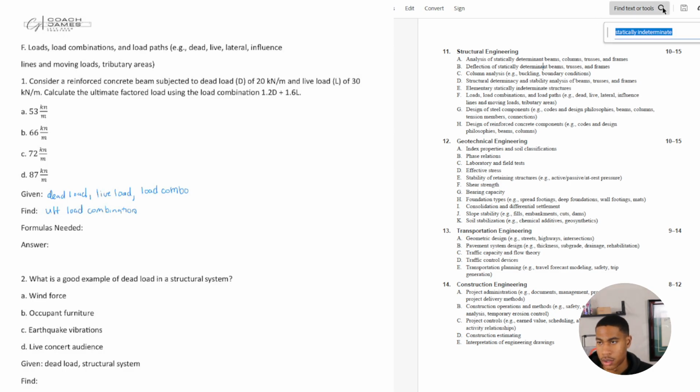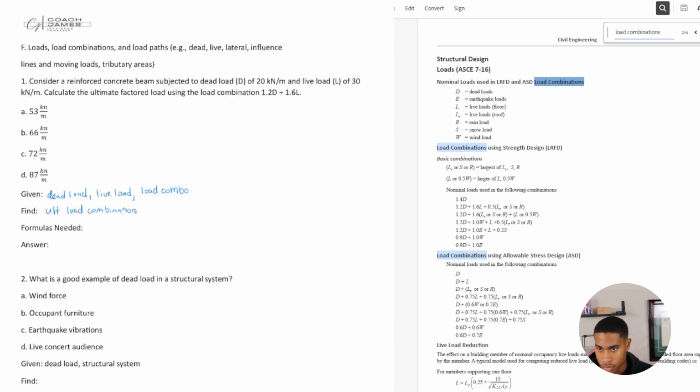Well, if you're not familiar with load combinations, what are they? Let's look up load combinations. All right. So load combinations ultimately is saying, hey, we're going to put factors on our different loads, right? So we're going to account for things like rain, R, snow, S, wind, dead loads, earthquake loads, live loads. What do we mean by this, right?